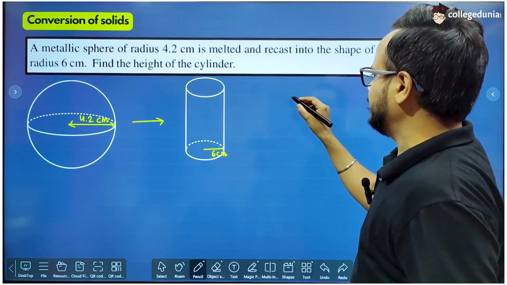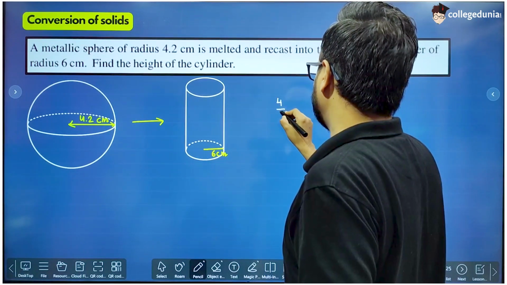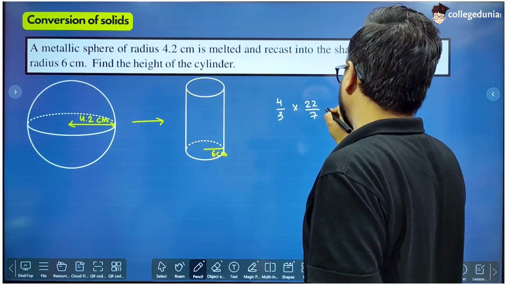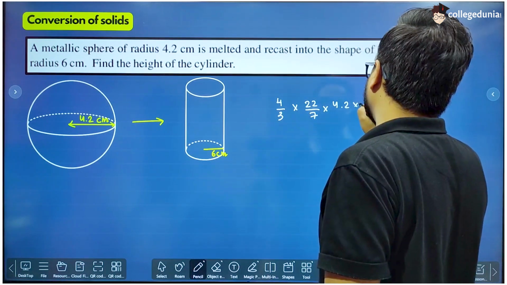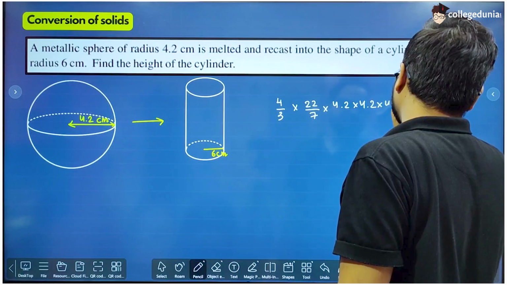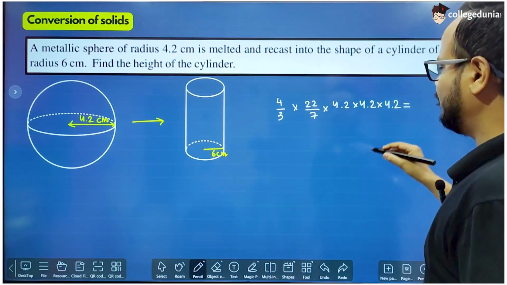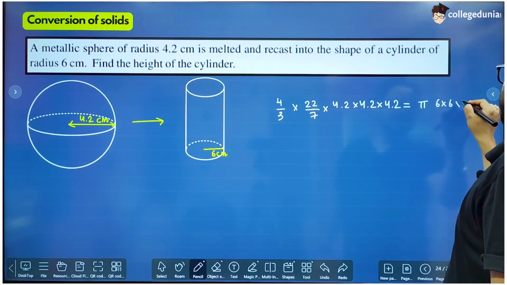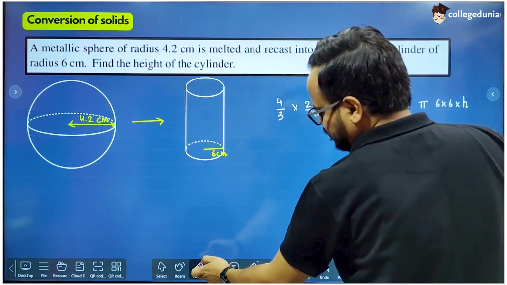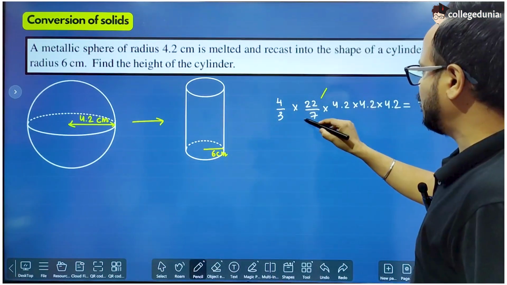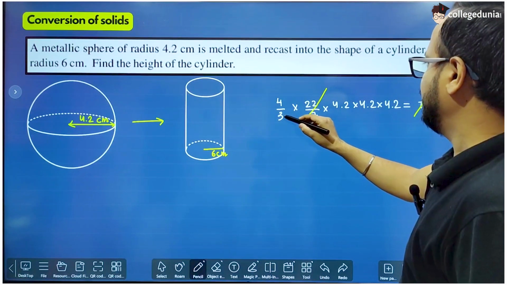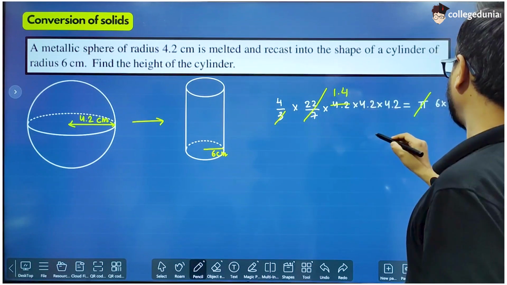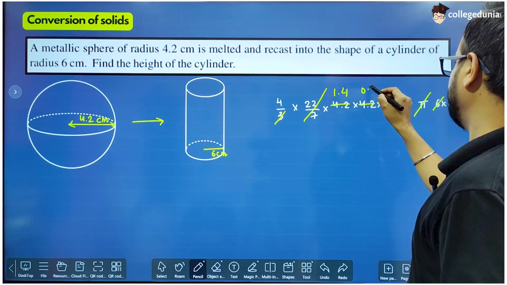So what is the volume of the sphere? 4 by 3 pi r cube equal to the volume of the cylinder pi r square into h. Now just see, many terms will get cancelled out. 22 by 7, this is also pi, and 3 into 1.4 and 6, 0.7.